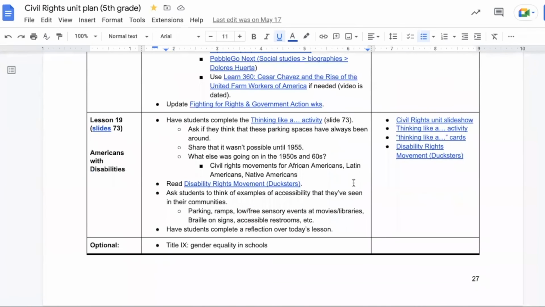Lesson 19 is a lesson about Americans with disabilities. Ask students to think about examples of accessibility that they've seen in their communities and explain that this disabilities rights movement helped ensure that public places are accessible for all people.